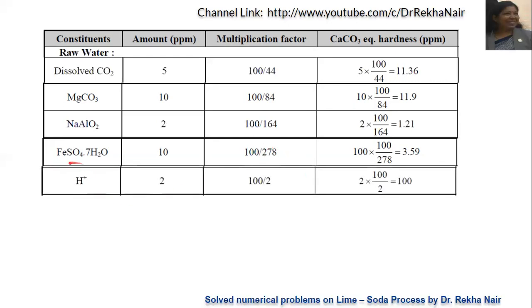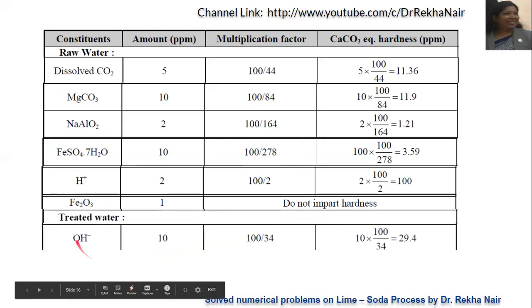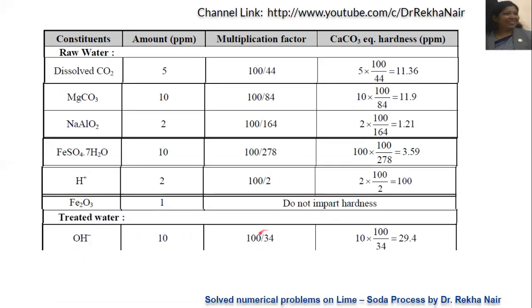H plus ions valency is 1. So it is 100 upon atomic mass of hydrogen is 1 multiplied by 2. 2 times we have to consider for H plus. For Fe2O3, I have already mentioned that it does not impart any hardness. So we don't need to calculate that. OH minus valency is 1. Oxygen is 16 plus 1, 17. So 100 upon 17 multiplied by 2.